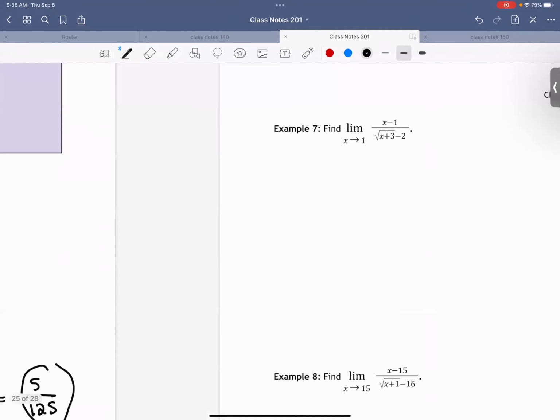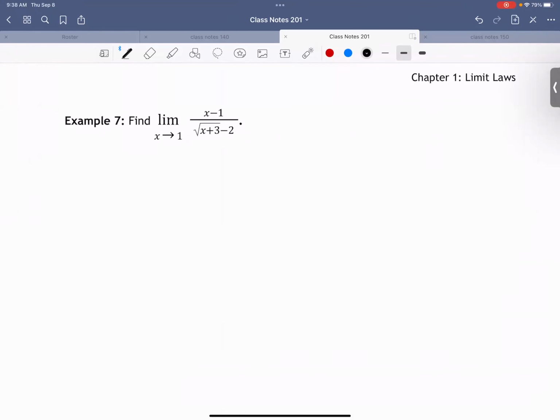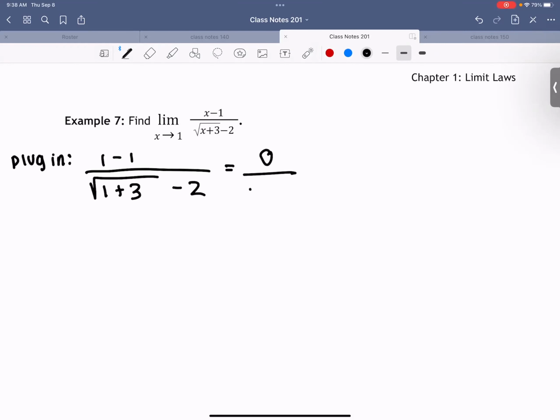Let's start the next one. We might not finish it. Okay, we've got x minus 1. We've got a square root in the denominator, which is kind of messy. Let's plug in and see what happens. So let's plug in. Okay. First of all, we've got 1 minus 1 over the square root of 1 plus 3 minus 2. Okay. On the top, we've got a 0. 1 plus 3 is 4. Okay, the square root of 4 is 2. So we've got a 0 over 0 type limit.